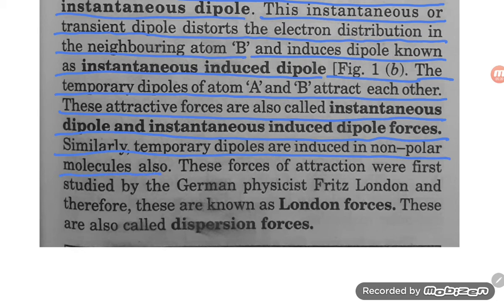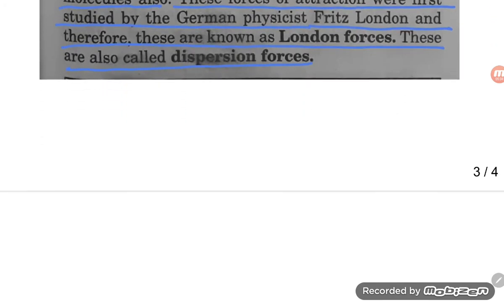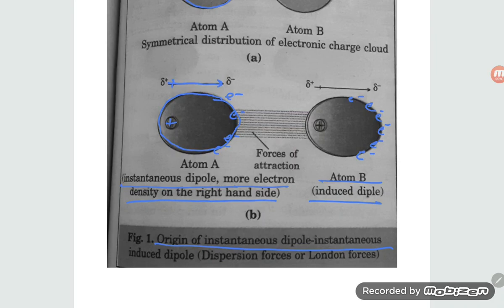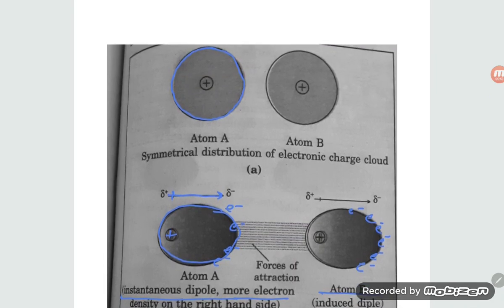This is in the non-polar molecule. These forces of attraction were first studied by the German physicist Fritz London, and therefore these are also known as London forces. These are also called dispersion forces. So this is the origin of instantaneous dipole, instantaneous induced dipole, dispersion forces or London forces. So this is our answer.